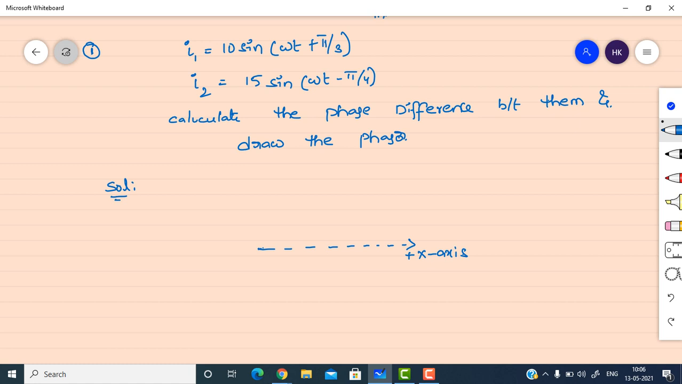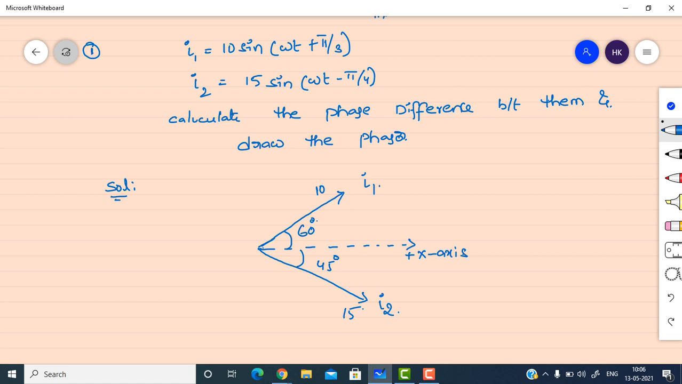I1, the sign is plus. Plus means it is above the x-axis or below? Above the x-axis. And what is the angle? Pi by 3 means 60 degrees. Next I2, the minus sign means it is below the x-axis. So 45 degrees, and Im value we have 15. So this is the I1 phasor, and this is the I2 phasor.